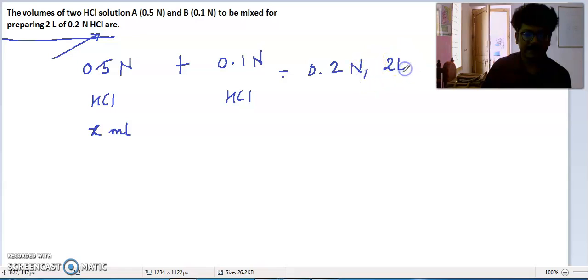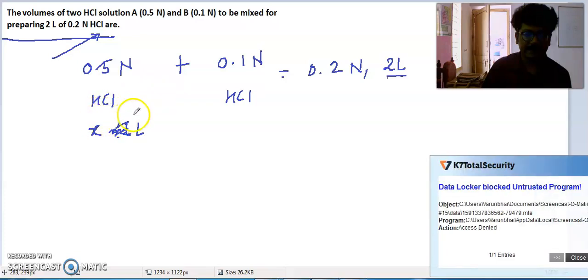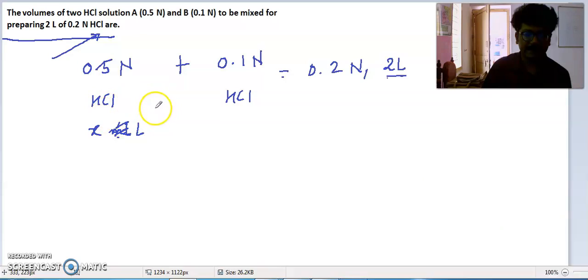I am keeping the units in liter only, so finally I will get the answer in liter also. So now, put it here as liter rather than ml. Then there will be no requirement of changing the units from ml to liter or liter to ml. Now just think of that. You have unknown volumes, but when you mix them, the total volume becomes 2 liter of 0.2 normal.